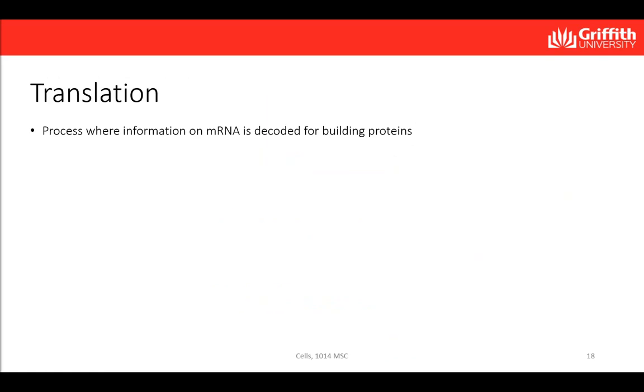Translation is a process where the genetic information carried by the mRNA molecule is decoded by ribosomes in order to make a particular kind of polypeptide. Translation involves all three types of RNA, the mRNA, tRNA, and rRNA.